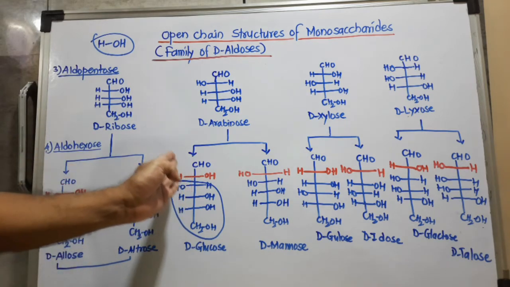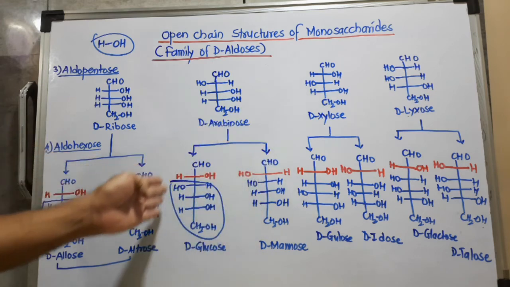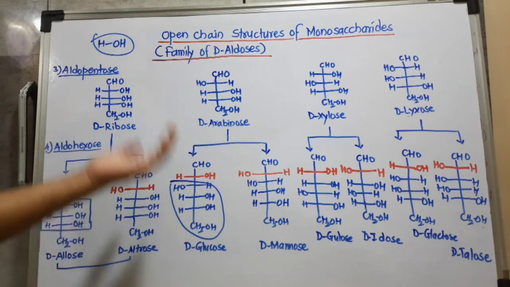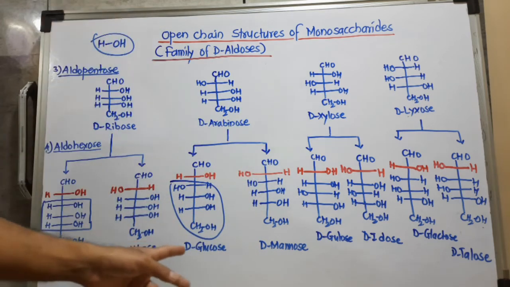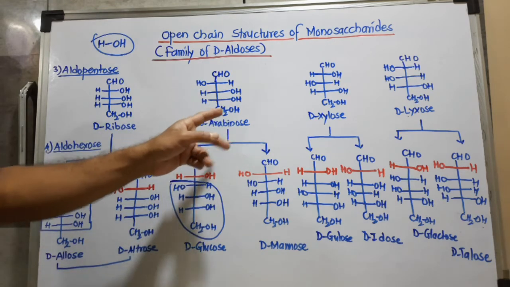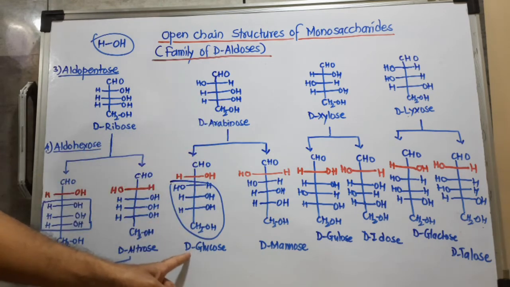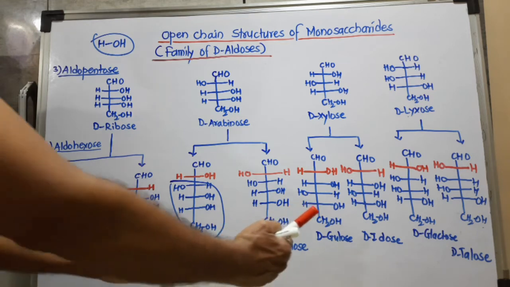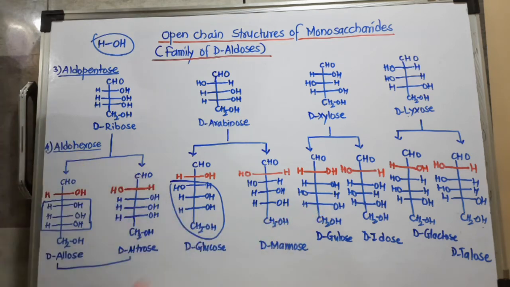So in one case OH toward the right hand side, in another case OH toward the left hand side. So you will get two more structures. First is arabinose. From arabinose we get D-glucose and D-mannose. So you have to remember this pair, D-glucose and D-mannose.